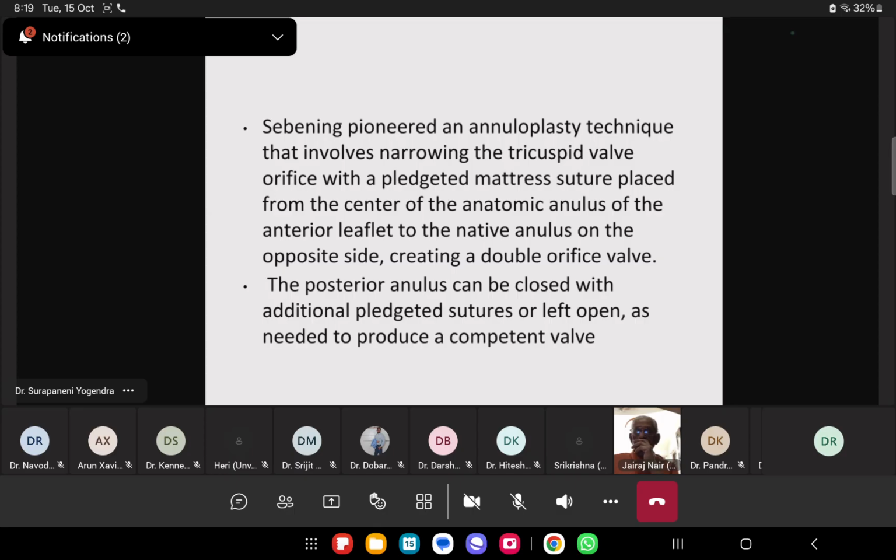Sebening et al. pioneered an annuloplasty technique that involves narrowing the tricuspid valve orifice with a pledgeted mattress suture placed from the center of the anatomic annulus of the anterior leaflet to the native annulus on the opposite side, creating a double valve orifice. The posterior annulus can be closed with additional pledgeted sutures or left open as needed to produce a competent tricuspid valve.